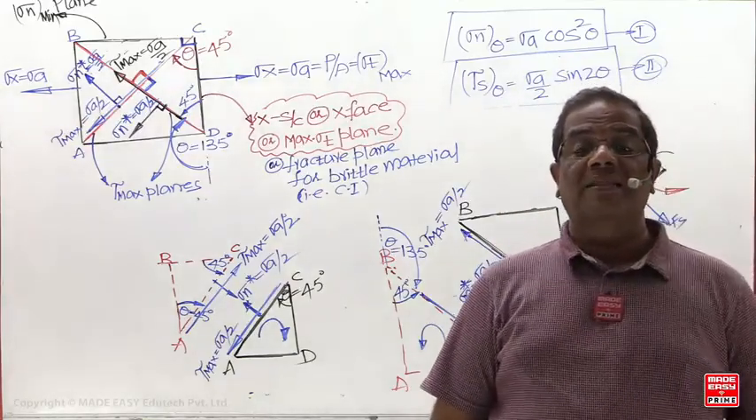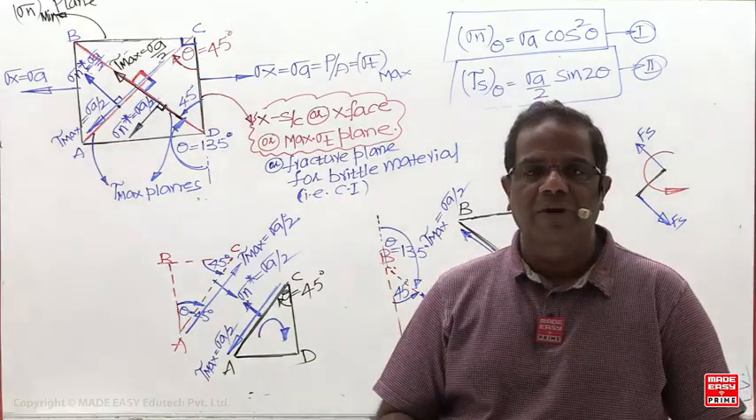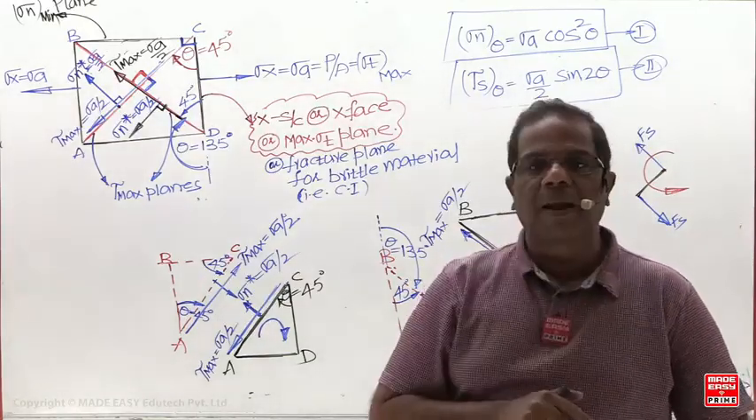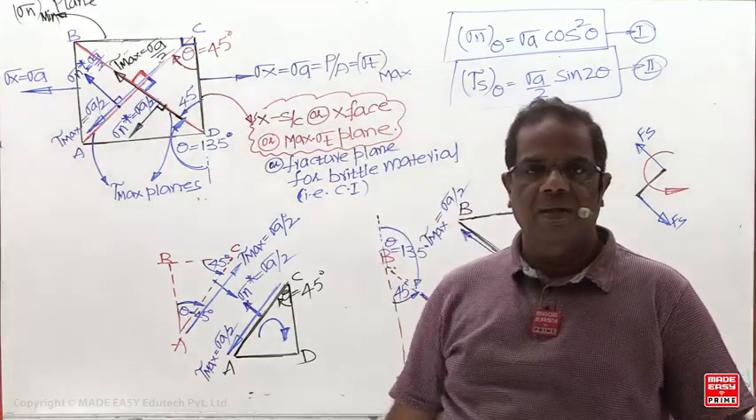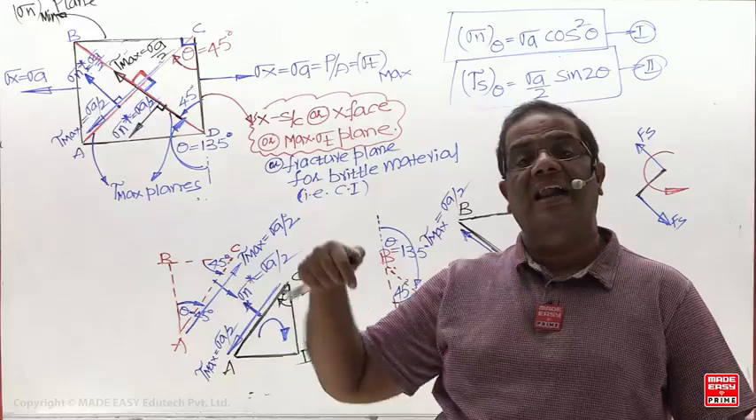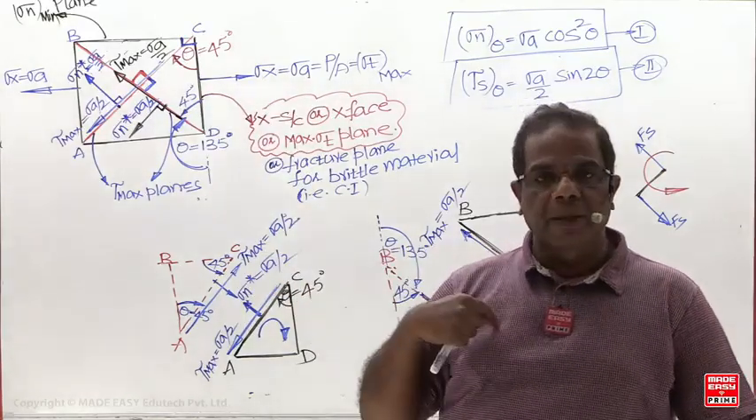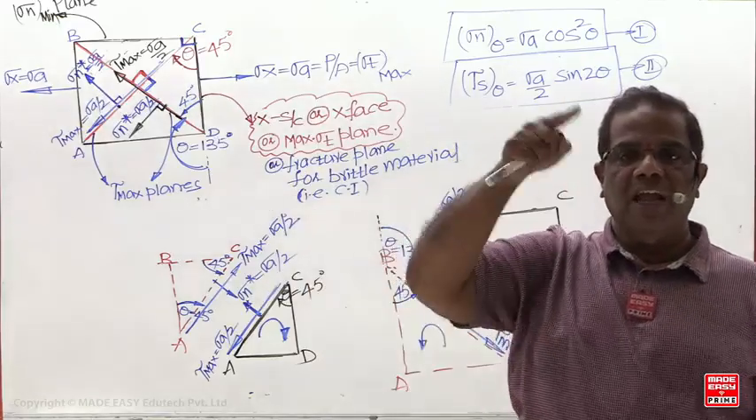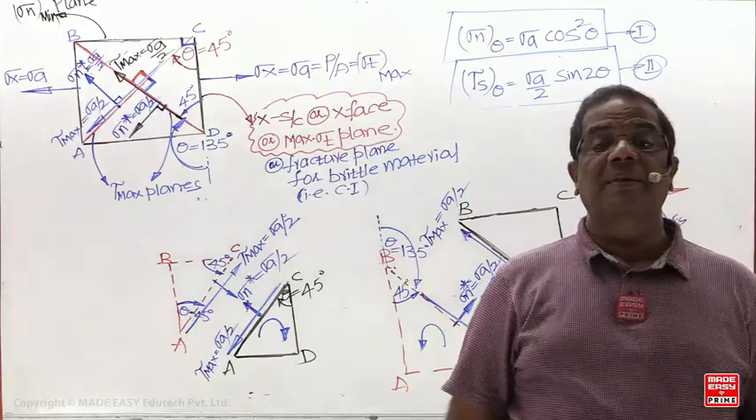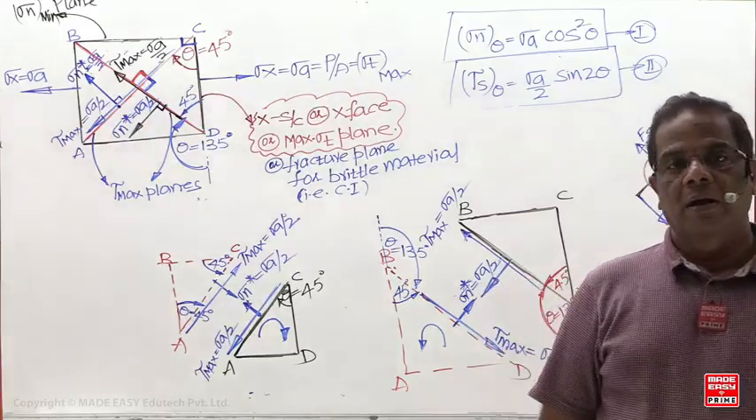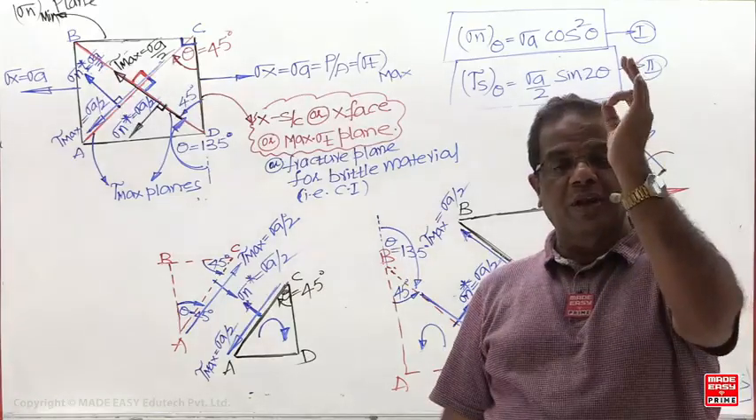Principal plane and tau max planes are always inclined at 45 degrees. Means if I know one principal plane location, I directly get the other principal plane. Why? Because they are at 90 degrees. And if I know one tau max plane, I directly know the other tau max plane because they are at 90 degrees. And if I know the principal plane, I directly know the tau max plane, because the angle between them is 45 degrees.